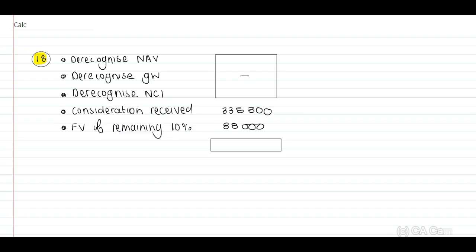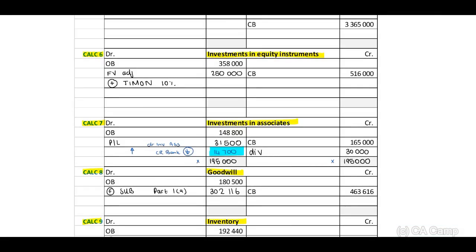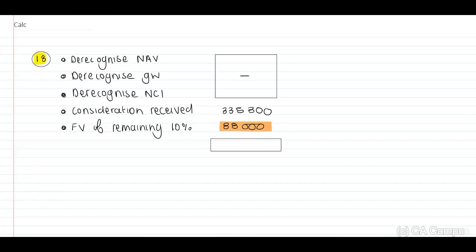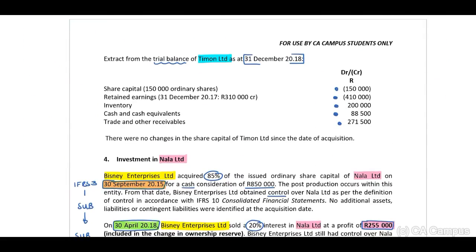335,300. Now, guys, as I identify this 88,000, immediately I will transfer this to my T account. Calculation 6, investment in equity instruments, and I need to include this at 88,000 in terms of my 10% in Timon. Okay, right. Now, when I look at my calculation, I've transferred the 88,000. I now need to de-recognize my net asset value. We need to refer to the scenario, and from the information provided, we need to calculate our net asset value.